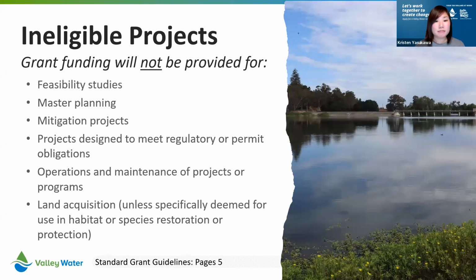So the ineligible projects, the things that we are not able to fund through our grants program, are feasibility studies, master planning efforts, any mitigation projects, anything really that's required by your organization legally to do, any operations and maintenance of existing projects and programs, and any land acquisition. So all of those things are not eligible under our grant program. All right, next slide.